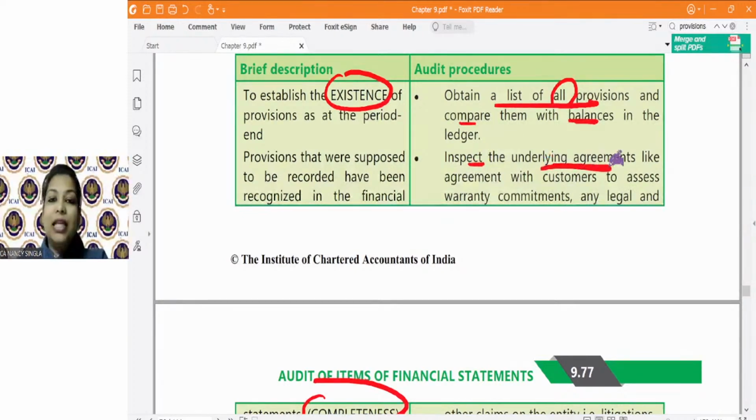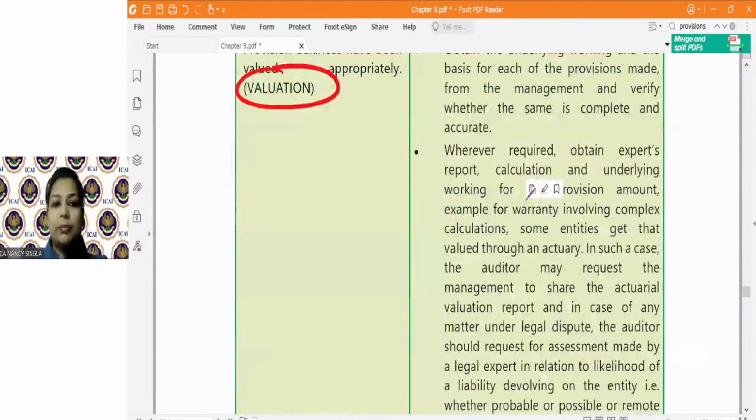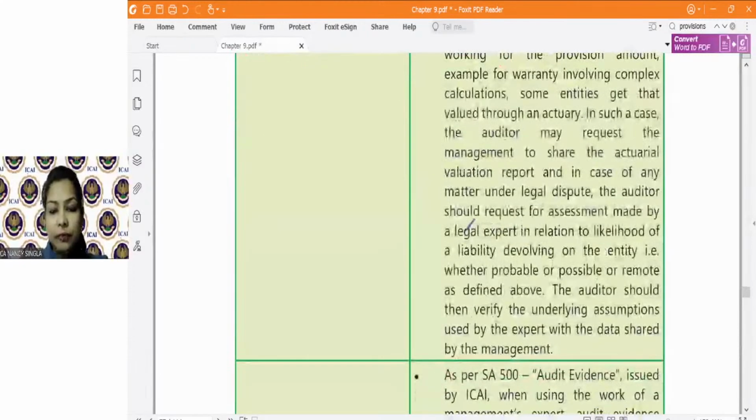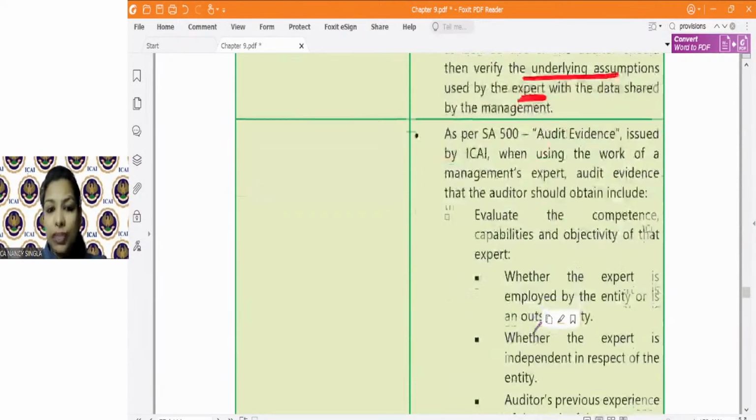Inspect the underlying agreements, warranty commitments in the case of legal. Okay? Underlying workings, basis for each of the provisions. Wherever required, obtain explanation, expert report, calculation, the working, the provisions. In case of a legal dispute, you can consider a legal expert. The underlying assertion of the expert, the auditor should consider.